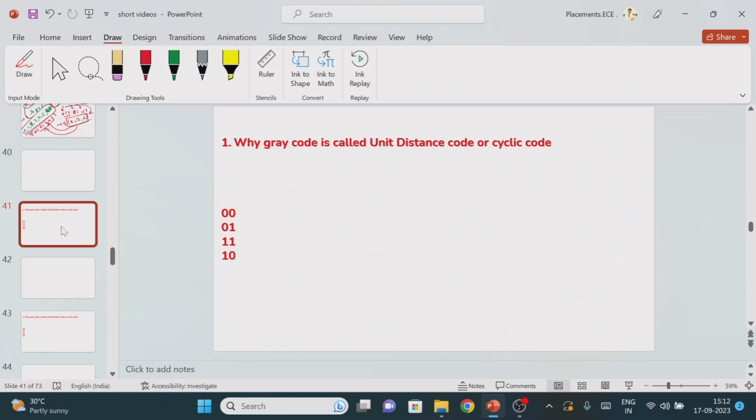The question is, why is Gray code called the unit distance code or cyclic code? Now, if you observe, cyclic code, unit distance code, or Gray code is used for error detection purposes. What is the meaning of error detection?